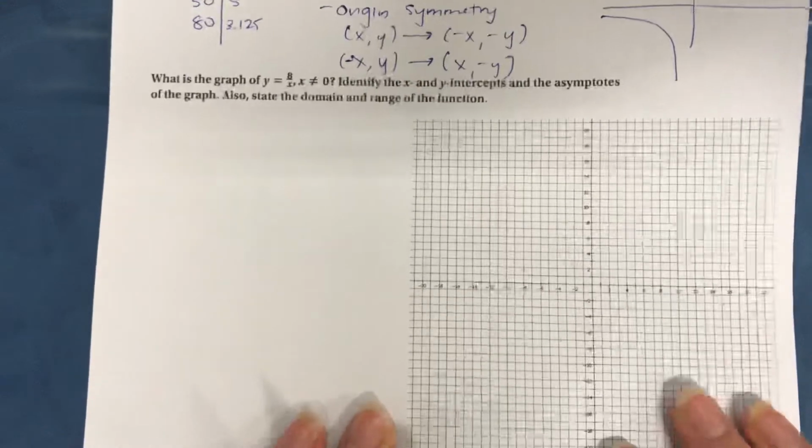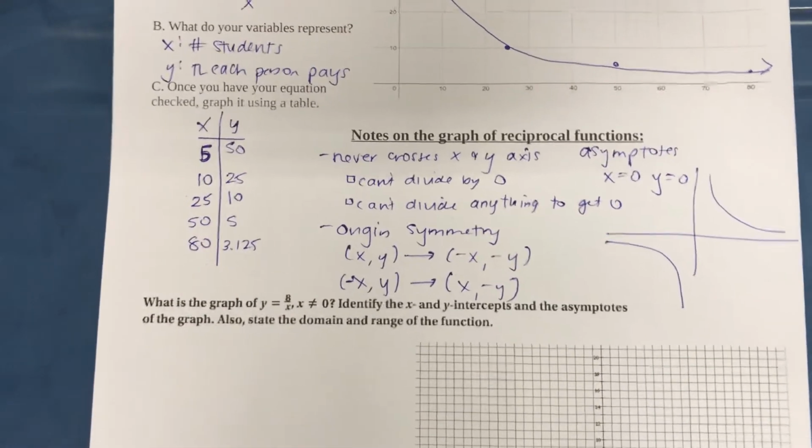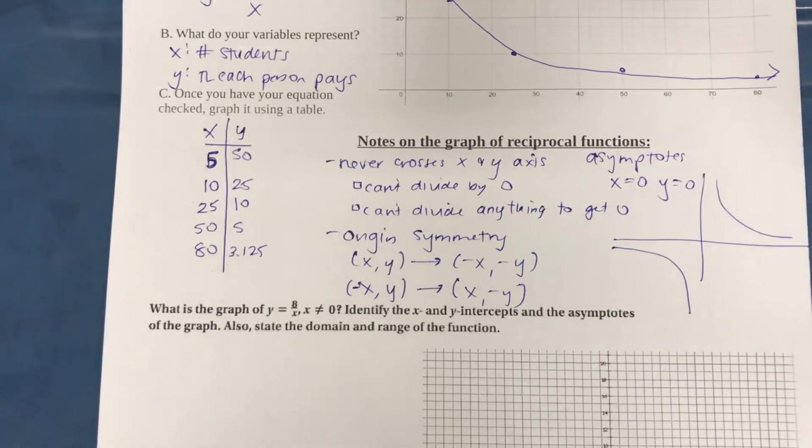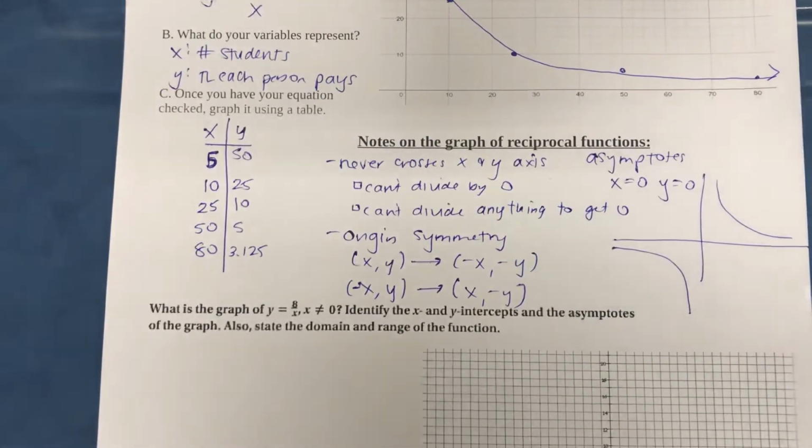So try this one on your own. What is the graph of y equals 8 over x? Identify the x and y intercepts and the asymptotes. Again, pick x values that make sense, and you're going to identify the domain and range. I would suggest pausing the video, and then I will show you the answer.